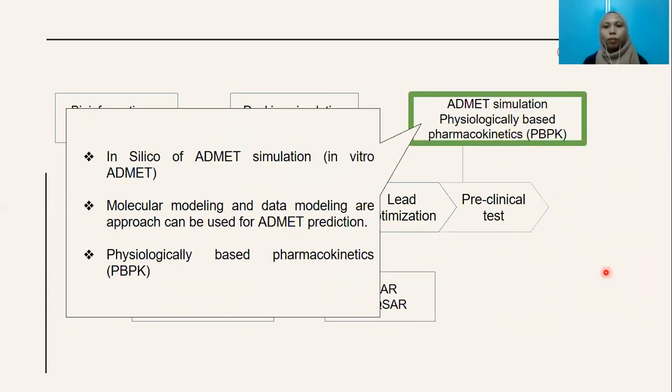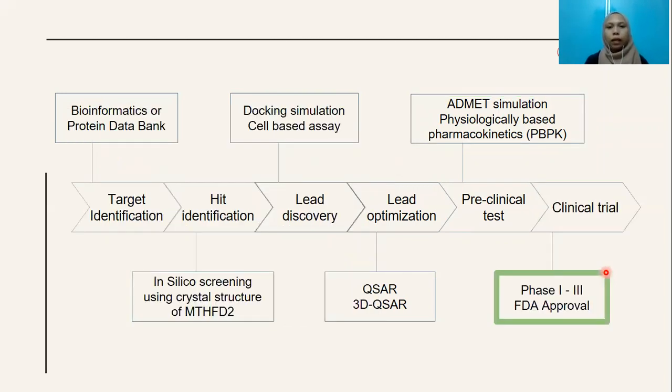Once the drug candidate has been selected, preclinical testing is needed. Nowadays, in silico ADMET simulation is widely used to predict the effects of the drug candidate on solubility, log-P, pKa, or cellular metabolism by using software. Lastly, a clinical trial is needed after the preclinical test. In this clinical trial, phase 1 until 3 will be done, to see the efficacy and safety of the drug. And after that, FDA approval can be obtained.